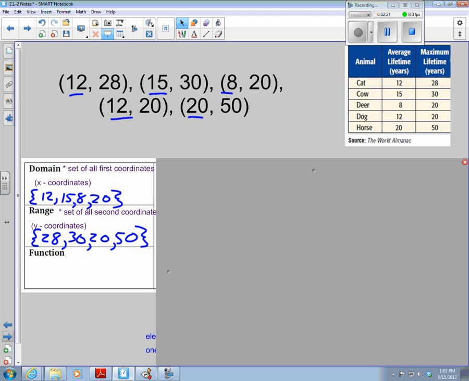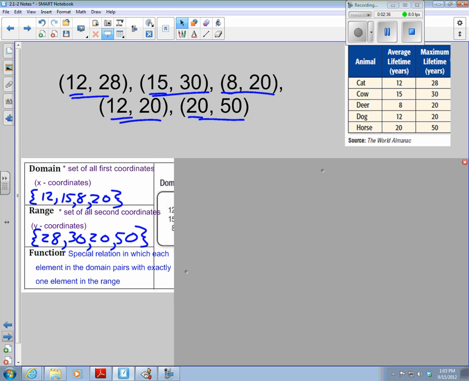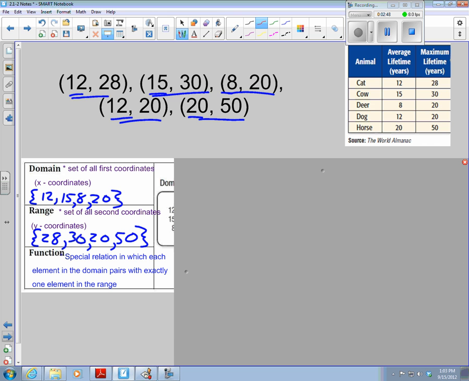And this is a relation because it is a set of ordered pairs. There's actually 5 ordered pairs here. My question is, is this relation a function? Now, a function is a special relation in which each element in the domain pairs with exactly one element in the range. What I mean by that is this: the x value doesn't repeat.